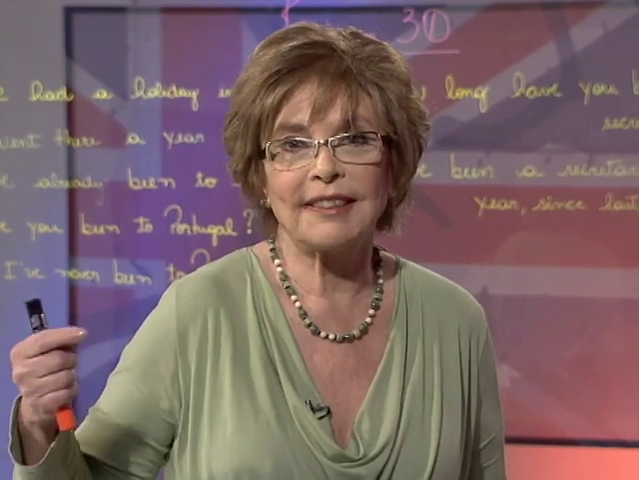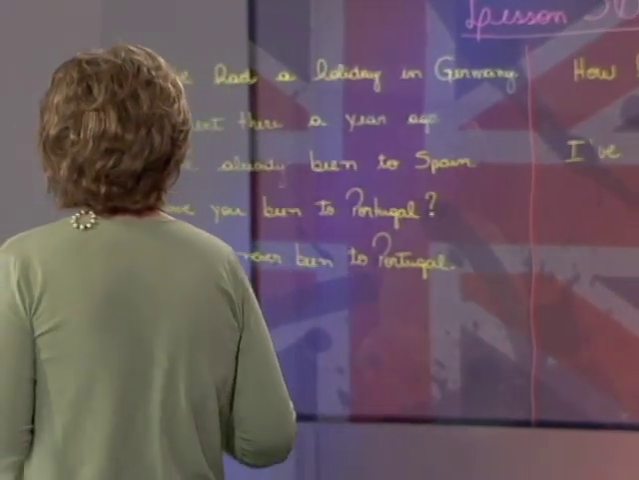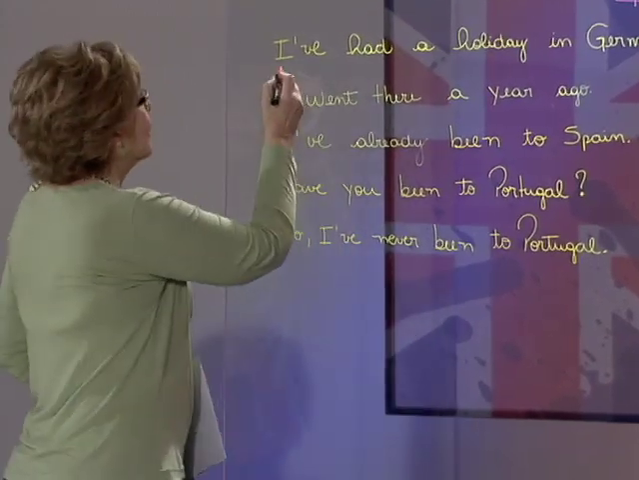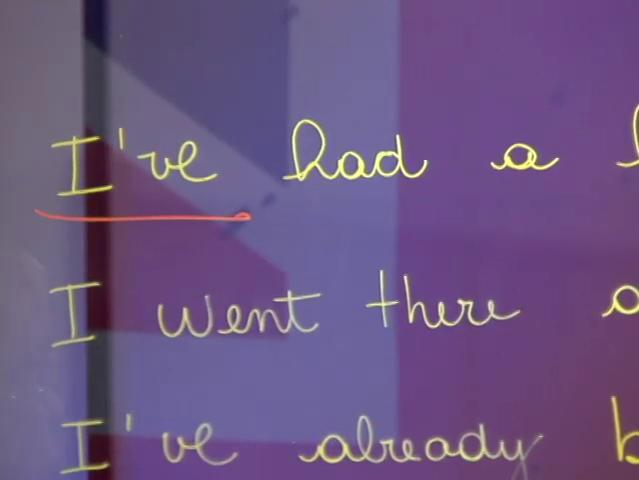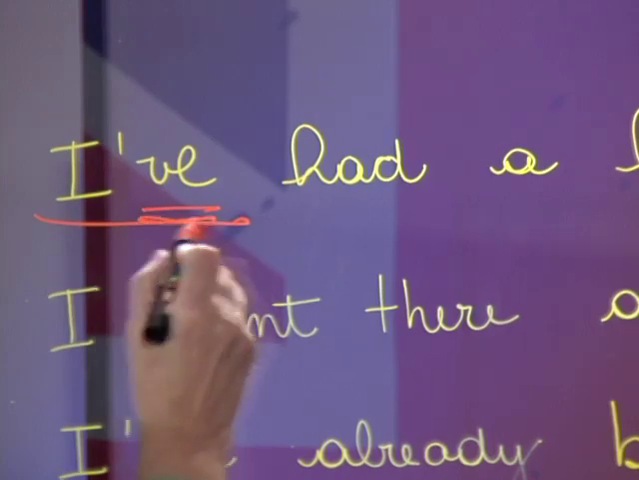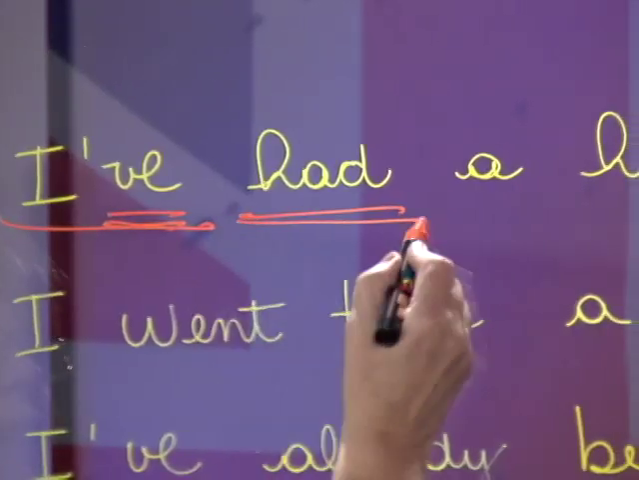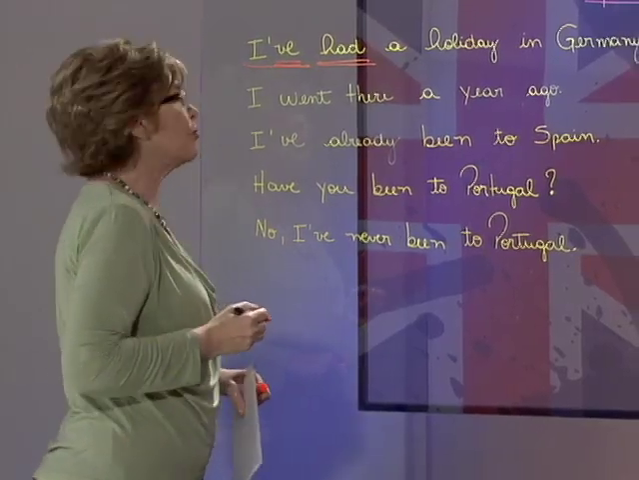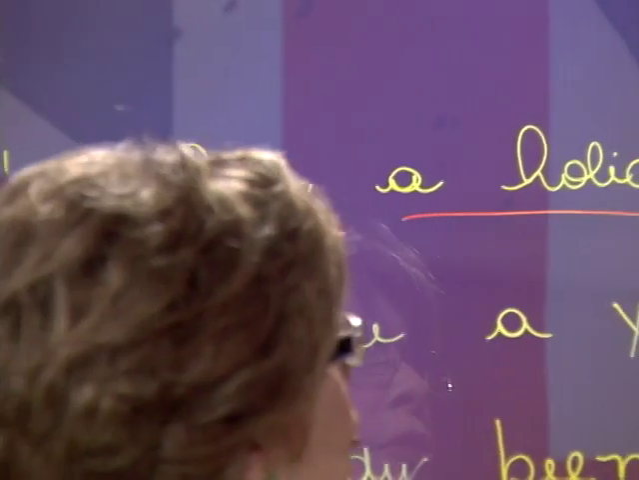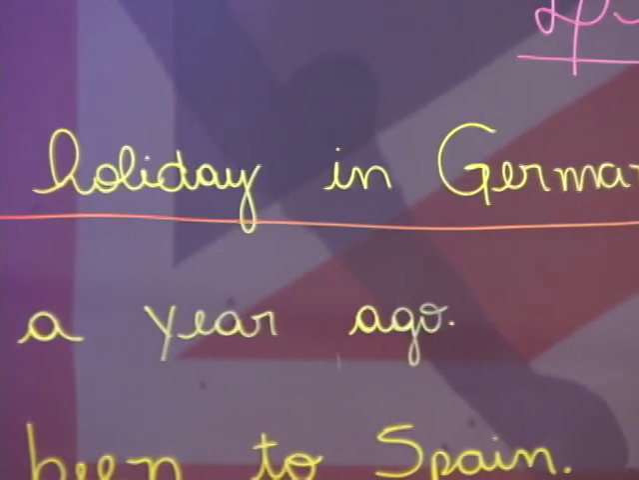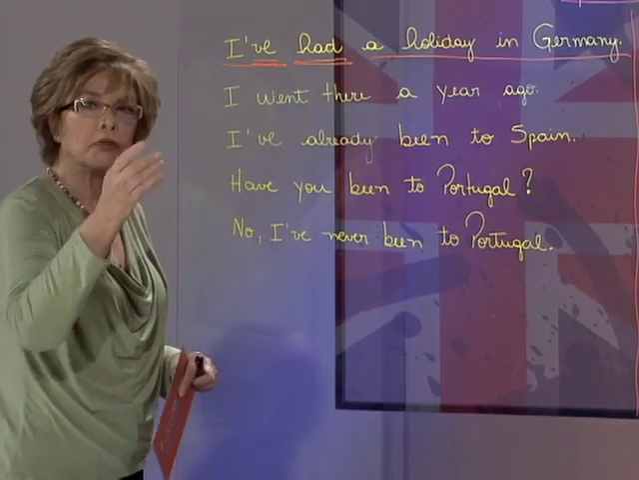Olha só, é fácil quando você mora na Europa e passa férias na Alemanha, passa férias na Itália. Muito bom para eles. Vamos ao quadro que eu tenho coisas anotadinhas para você. Veja bem. I've had a holiday in Germany. I've é o auxiliar. Esse V aqui é have. É o auxiliar para fazer o present perfect. Had é o verbo da frase. Então, eu tive férias, a holiday in Germany. Eu tive férias na Alemanha. Eu tirei férias e fui para a Alemanha.